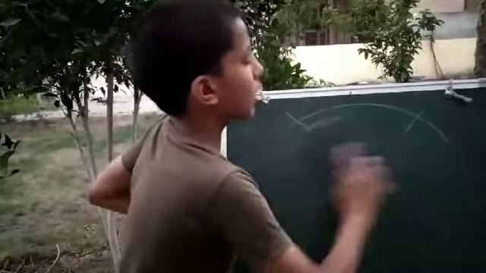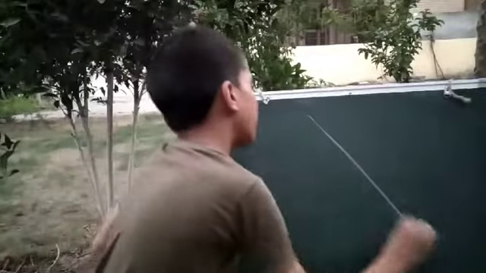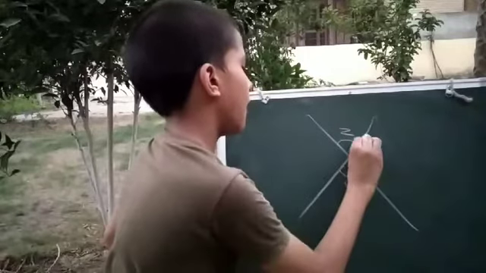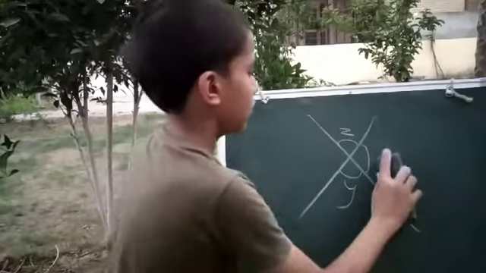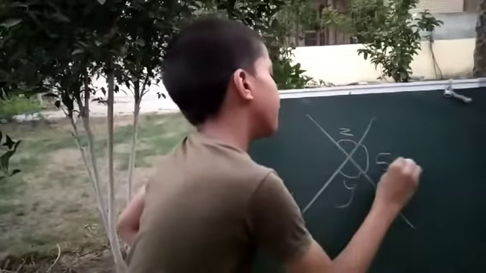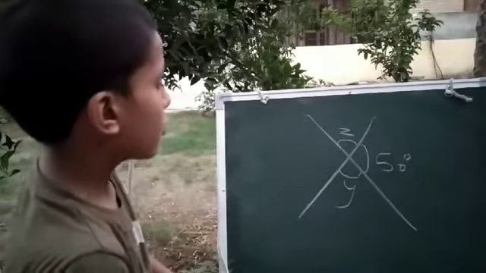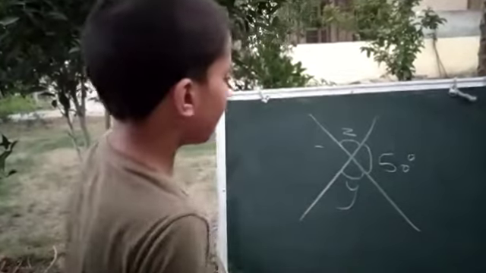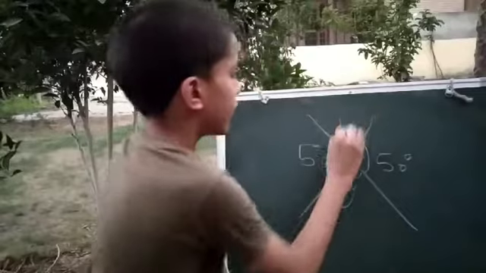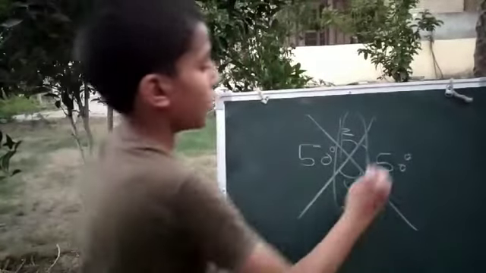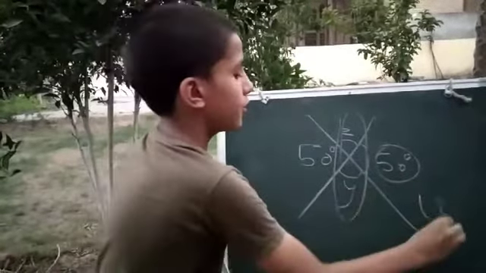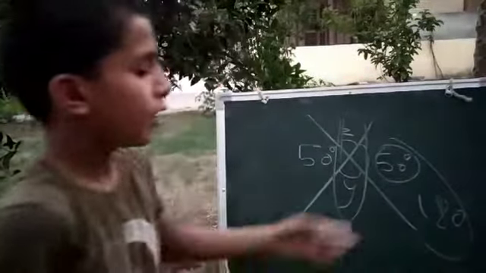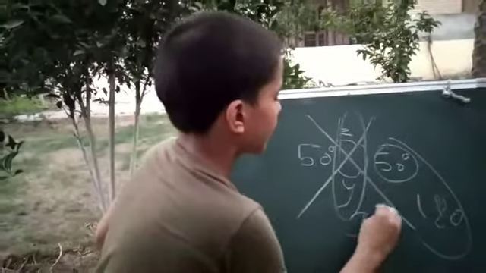So let's do a question on this. If this is like this, and this is Z, this is Y, and this is 50. We need to find both of these. First we know the 50 degrees, and this is our 180 degrees. So what will we do? We subtract the 50. What do we get? 130 degrees. So our Y is 130 degrees.